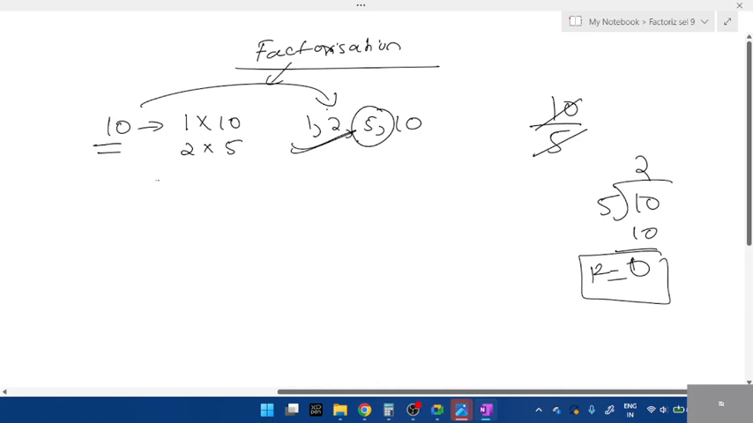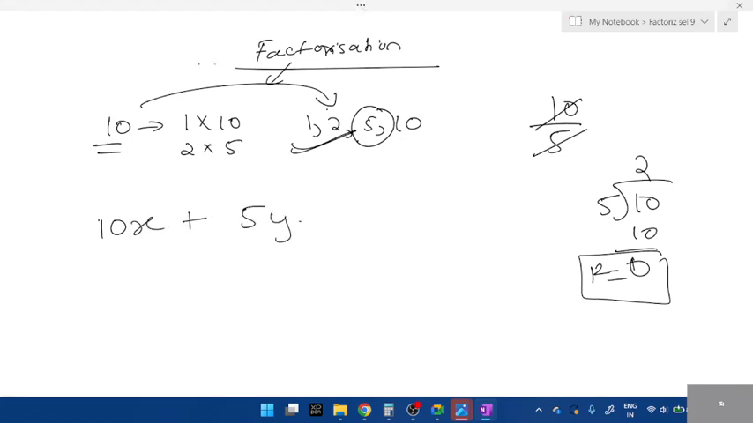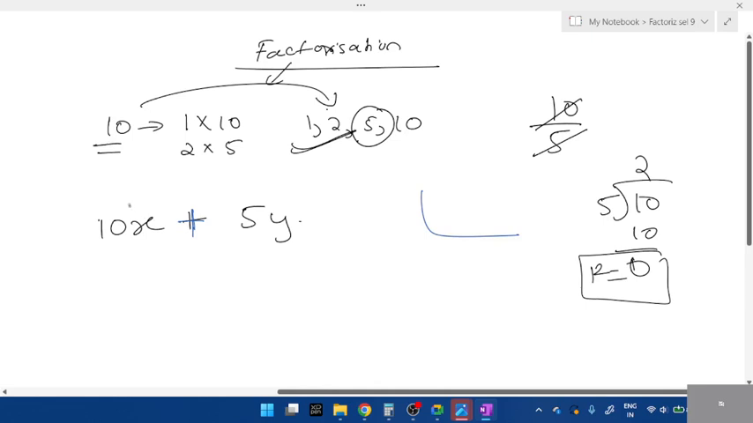Now when it comes to factorization, what do you mean by factorization? If I write 10x plus 5y, we have two variables here, x and y. There are two terms. If I ask you to factorize, for numbers you have to use the HCF method. Take 10 and 5. HCF stands for highest common factor. Tell me a number which goes into both.